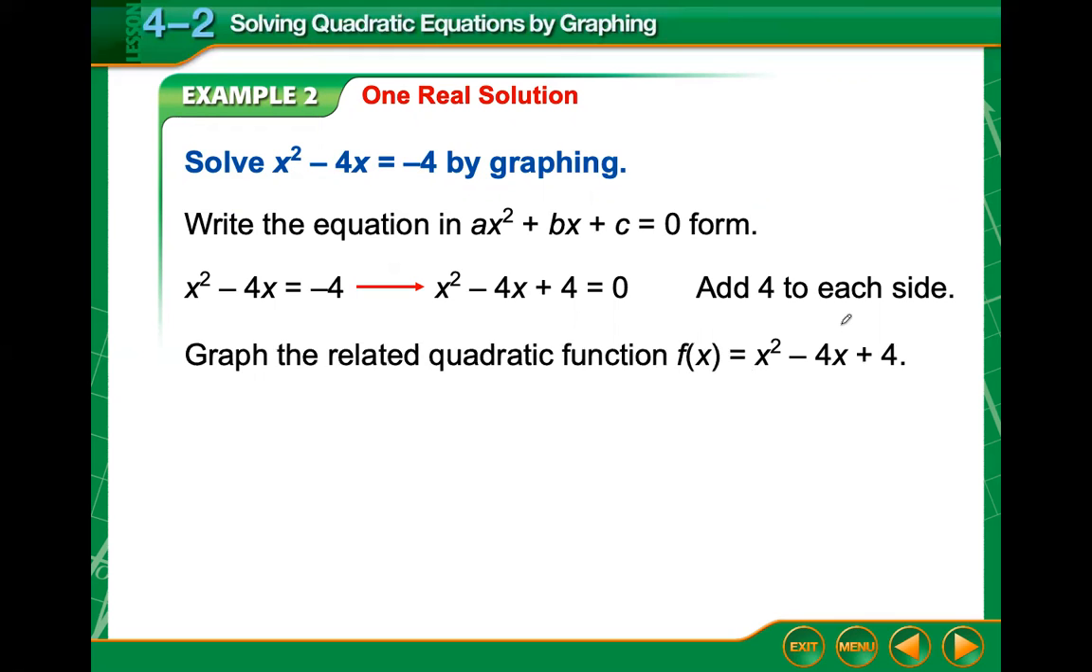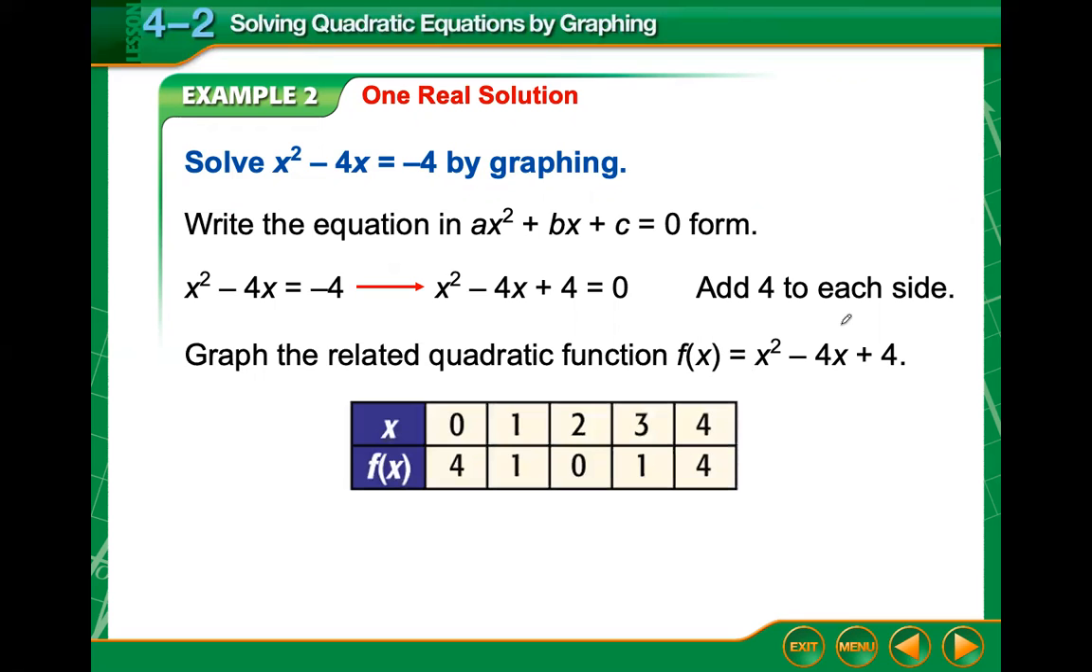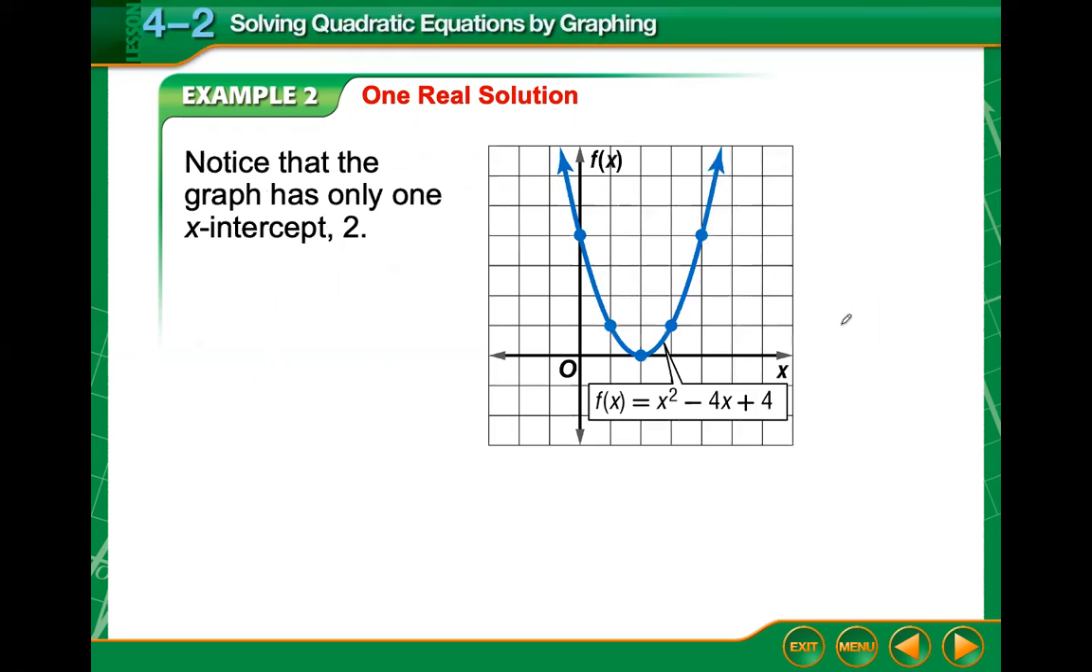We're then going to graph the related function of x squared minus 4x plus 4. And here is a table of values that we could use to plot. We have 0, 4; 1, 1; 2, 0; 3, 1; and 4, 4 as coordinate points. So if we were to graph this, we notice that there's only one intercept. It touches at +2 and turns right back up. So the only solution is 2.